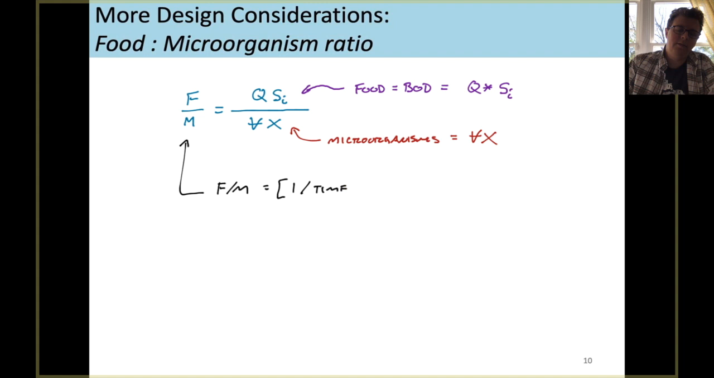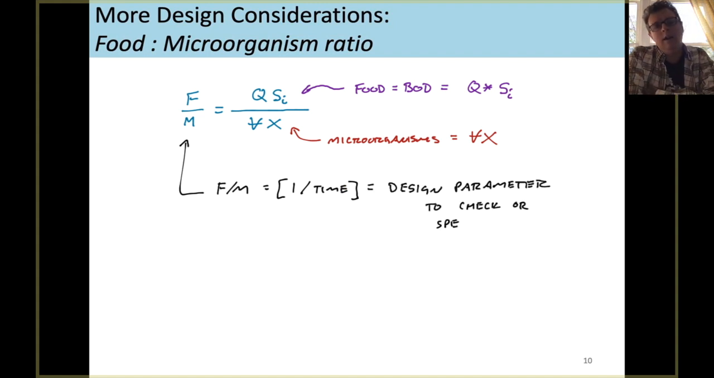And this F over M then has units of 1 over time, and this is broadly used as a design parameter. So you can either specify your target food to microorganism ratio, or you can check it against typical values to make sure that you're within a range that we expect to be functional.